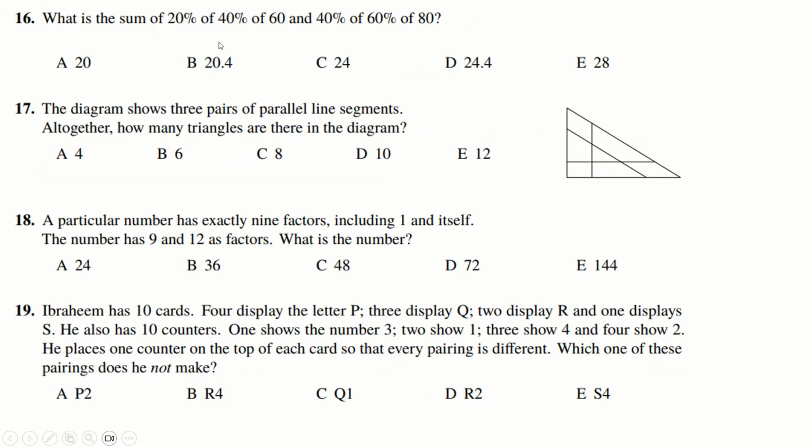Probably some intelligent ways of doing this. 40% of 60 is 24, because 10% is 6 times by 4, so we're doing 20% of 24, which is, 10% is 2.4, doubled is 4.8. So that's just going to be 4.8 there.